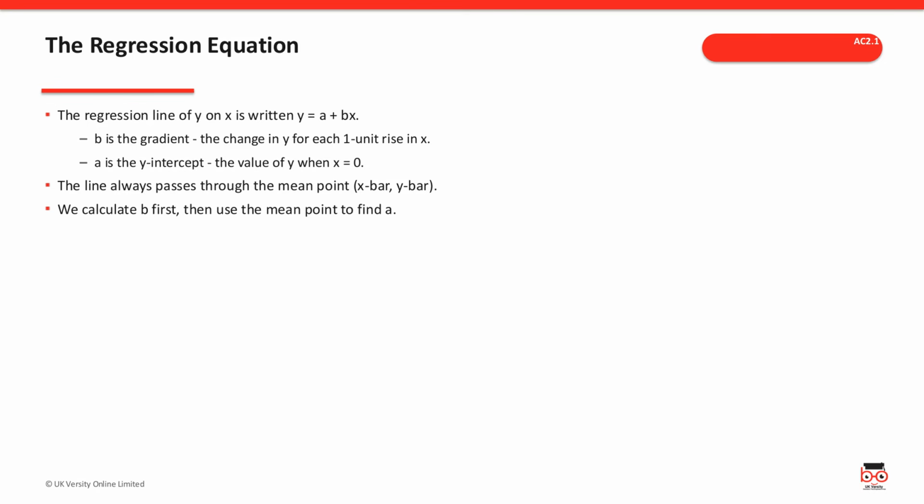We write the regression line of y on x as y equals a plus bx. The b is the gradient, telling you how much y changes for every 1 unit rise in x. The a is the y-intercept, the value of y when x is 0. Handily, the line always passes through the mean point, x bar, y bar. In practice, we work out b first, then use that mean point to pin down a.